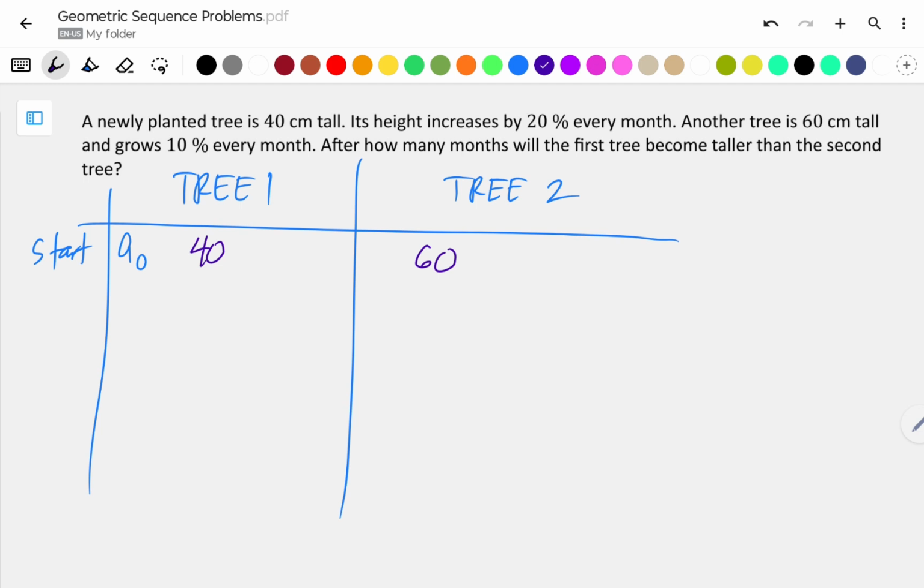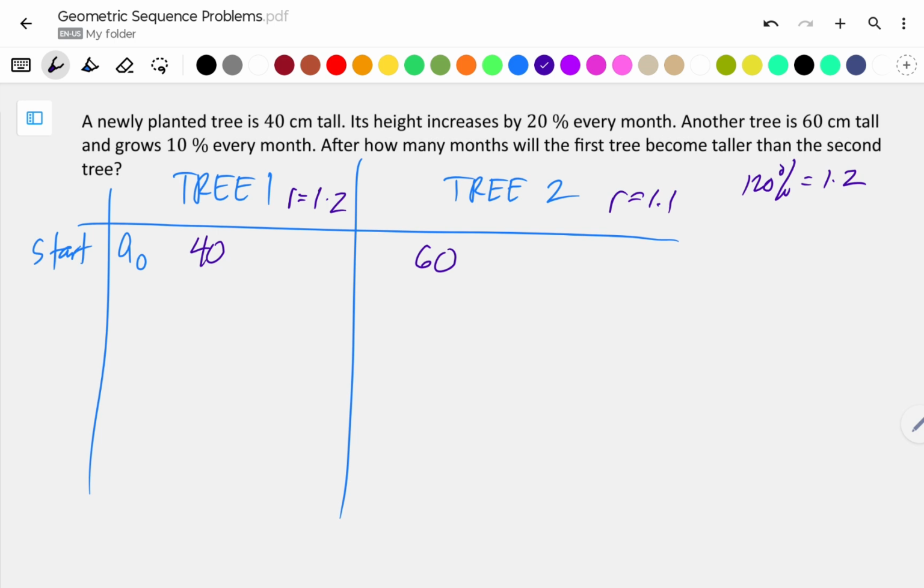Okay. For the common ratio for tree number one, its height increases by 20%. So it's going to be 120% of the height of the previous month. So 120% is 1.2 in decimal, and that will be our common ratio because that's what we're going to multiply. For the second tree, the common ratio is, it grows 10%, 1.1. That's 110%, so 1.1.